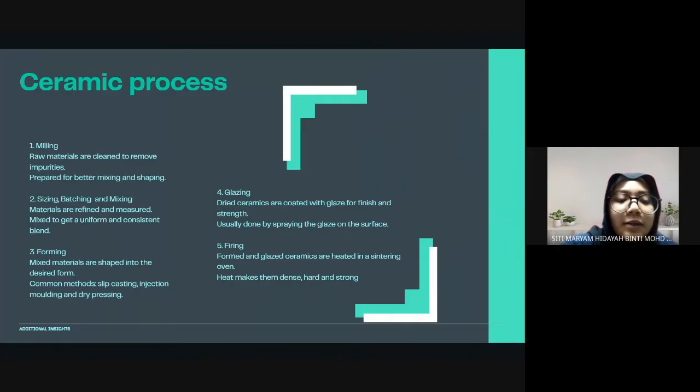Then, forming. Mixed materials are shaped into the desired form. Common methods are slip casting, injection molding, and dry pressing. Then, glazing. Dried ceramics are coated with glaze for finish and strength. It is usually done by spraying the glaze on the surface. The last one is firing. The formed and glazed ceramics are heated in a sintering oven, and heat makes them dense, hard, and strong.